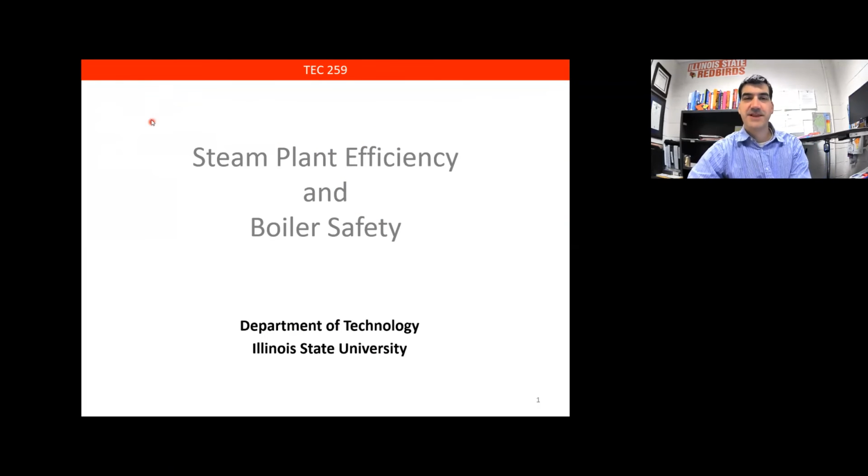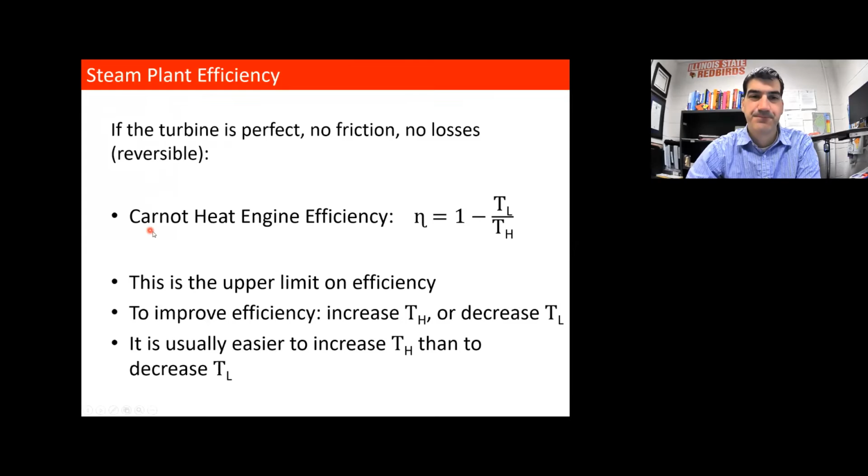All right, we're going to talk about steam plant efficiency and boiler safety. As we talked about, the Carnot heat engine efficiency, which is the maximum theoretical efficiency it could have if it had no friction, no losses, and it's perfectly reversible, is this equation right here. So in order to increase the Carnot efficiency, I can either decrease the low temperature reservoir's temperature, or I can increase the temperature of the high temperature reservoir. This would be like the temperature of the steam, and this would be like the temperature of the cooling water going through the condenser.